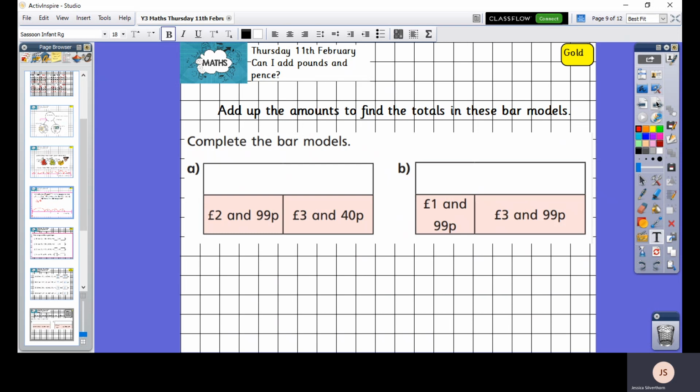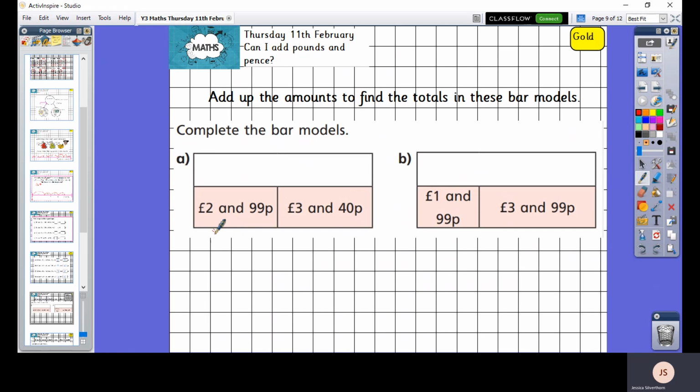Okay, so for the gold task today, I thought we would include some bar models. So when we did our addition revision, what we need to be thinking about on this one, for example, is £2.99 plus £3.40 to work out our missing number at the top. And it is the same for this one here. So pause the video and give these a go.